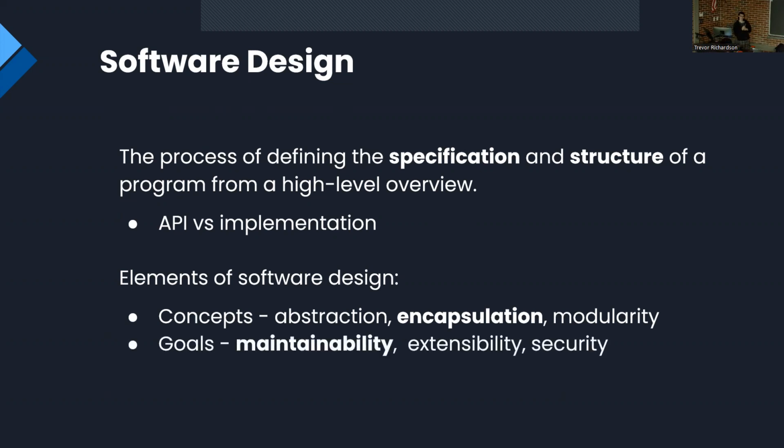There are various other goals. Maintainability is one of the main things you're looking for in good software design. Extensibility: the simple idea is how easily you can change the software to add new features and new functionality. And then security as well, in a sense. If you have good software design, you have much less to worry about from a security perspective too, in general.